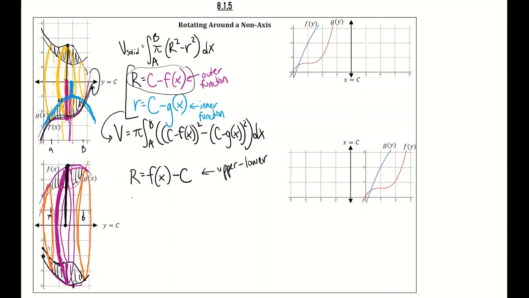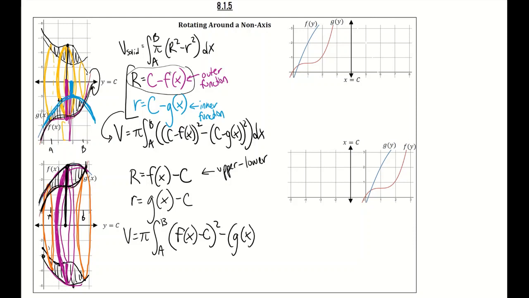And then when you're thinking about the difference between big R and little r, the only difference is that the inner function is going to be your smaller radius. The outer function is your larger radius. So we have upper and lower functions. We also have inner and outer functions. Okay, and then your volume is still pi times the integral from a to b of big R squared minus little r squared. The thickness is dx.